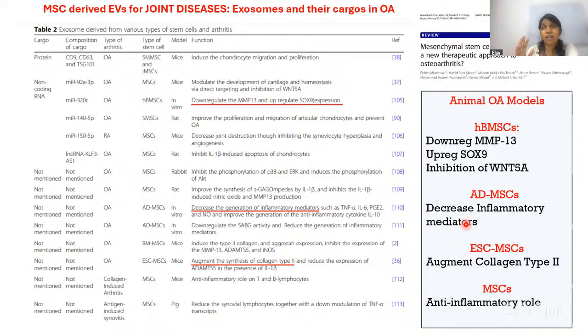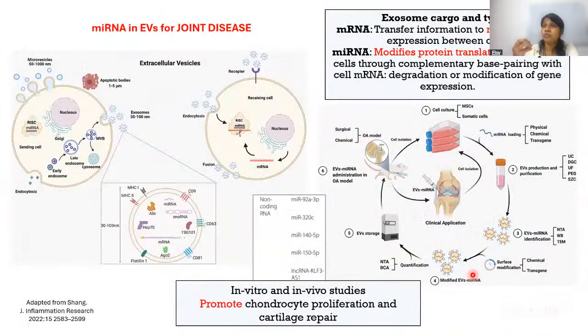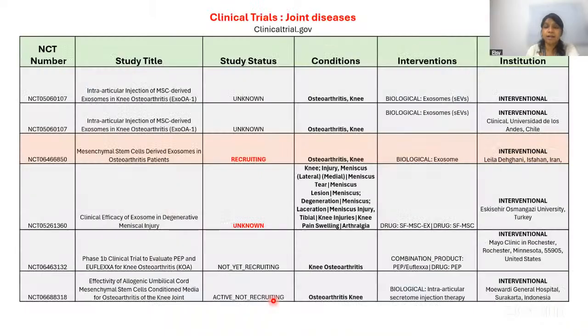So with exosomes, or rather EVs, they have used BMMSC-derived, adipose tissue-derived, embryonic stem cell-derived, and MSC-derived EVs, and they do show a decrease in inflammatory mediators and some augmentation of collagen 2 in the animal models. They've even gone on to use miRNAs. These are basically non-coding RNAs that are not responsible for protein coding but have a significant role in gene expression. There is a list that they're now working on to see if they can target cartilage degeneration.